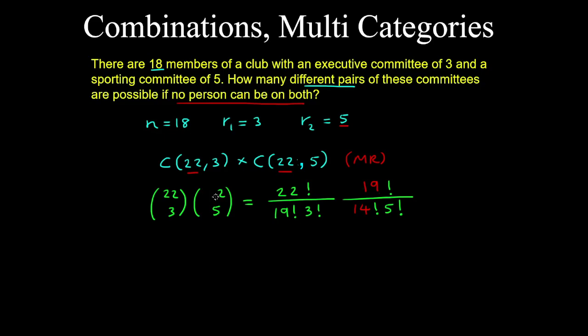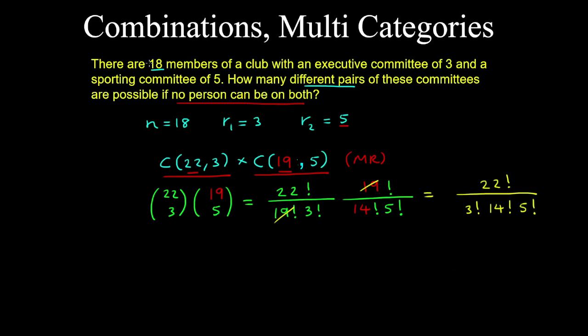So this here gets replaced with 19. So we're choosing the executive committee in the following number of ways, and then the sporting committee from the remaining 19 members in this number of ways. And cancelling out the 19 factorials, we can write this as n factorial on r1 factorial by 14 factorial by r2 factorial.